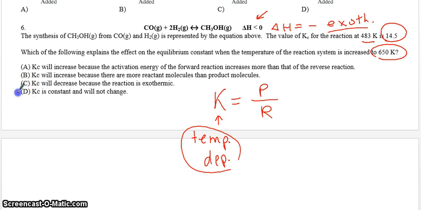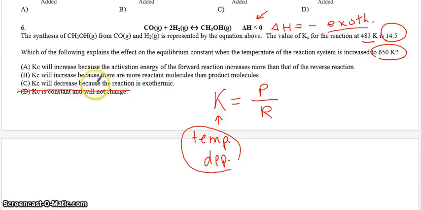So D is actually out right away. Kc is a constant and will not change. It's true it's a constant, but temperature will affect it. So it will change based on temperature. So A says Kc will increase because the activation energy of the forward reaction increases more than that of the reverse reaction. Well, activation energy here is really not a factor. B says, let's think about all these and then pick one that works best. Kc will increase because there are more reactant molecules than product molecules. This is true, but that won't change Kc.